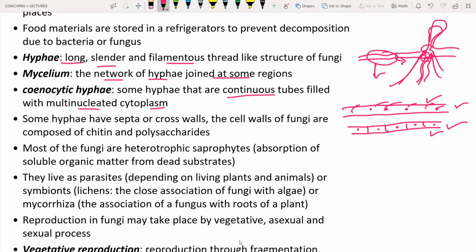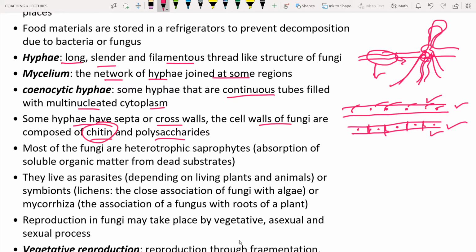Okay. So some hyphae have septa or cross walls. Just now we have discussed this is septa, or you can call it cross walls. Okay. The cell walls of the fungi are composed of chitin and polysaccharide. Poly means many, saccharide means sugar. So the cell wall is made up of many sugar units, that is known as polysaccharide. Not only that, chitin is also present.